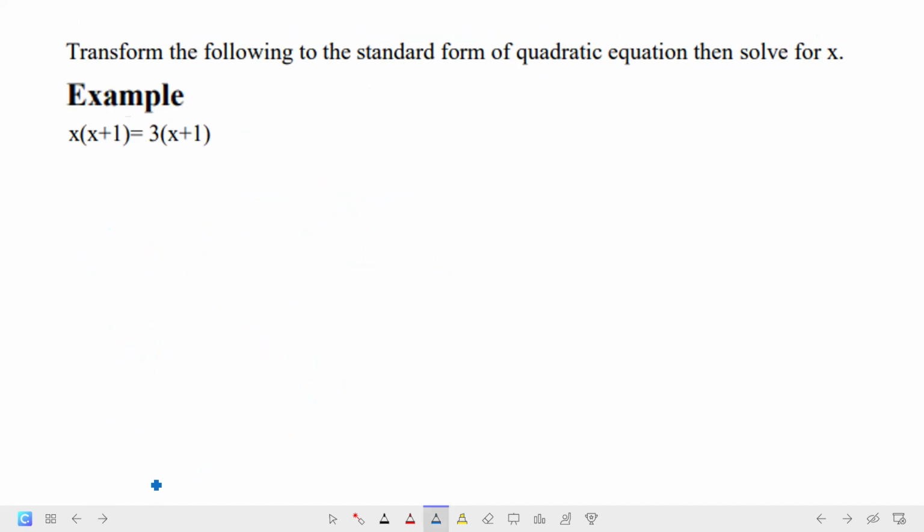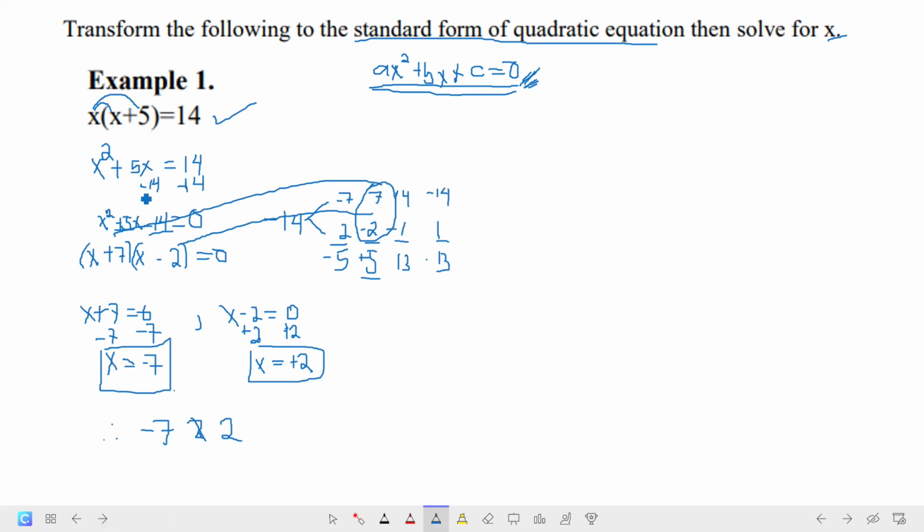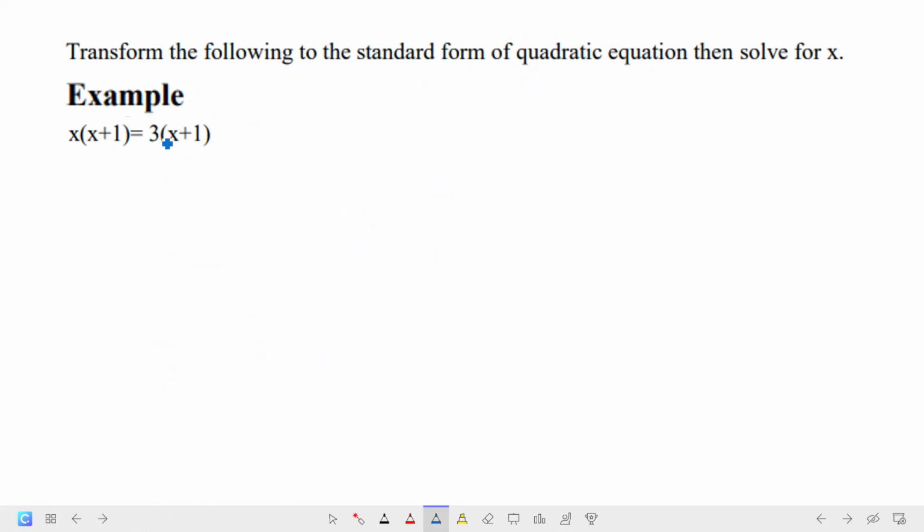So let's proceed to another example. Okay, in this case, we do the distributive property simultaneously. Earlier, it was one-sided only. So in this case, it is twice simultaneous. Let us do simultaneous distributive property. So we will distribute that.